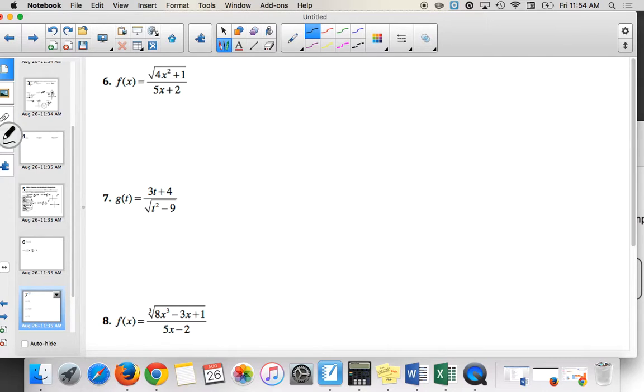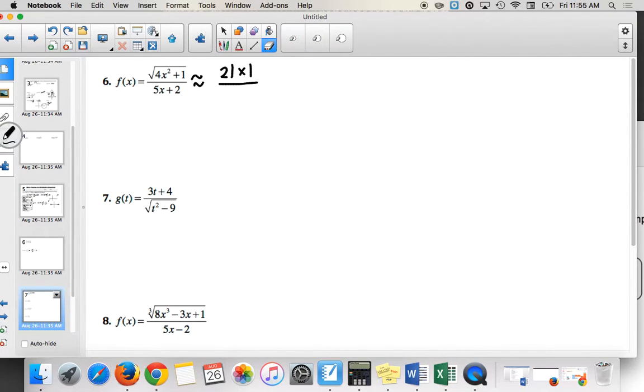Square roots. So we've done quite a few with square roots. So we're approximating the function. We're not worrying about the 1 and the 2. We're just worrying about our largest degree on the top, largest on the bottom. So if I take the square root of 4x squared, I get 2 absolute value of x, right? Because we know the square root of x squared is equal to the absolute value of x.